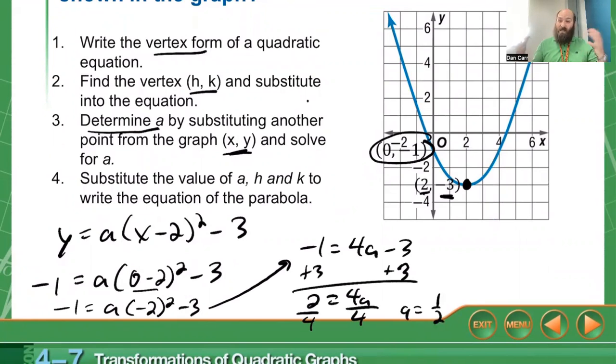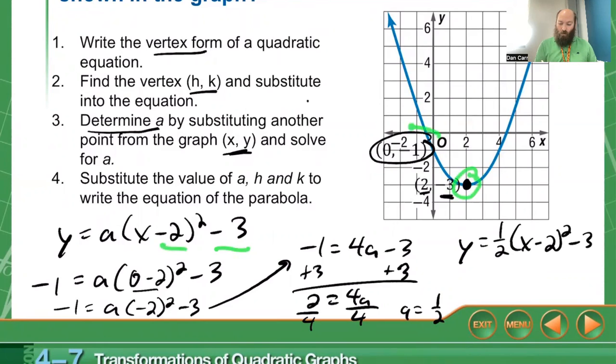So I have enough to do the entire equation now. It's going to be y equals 1/2 times (x minus 2) squared minus 3. So again, use the vertex, put it into vertex form here, use another point that's on the graph, and plug that in for x and y until you can solve for a. And now we have all three of them: a, h, and k.